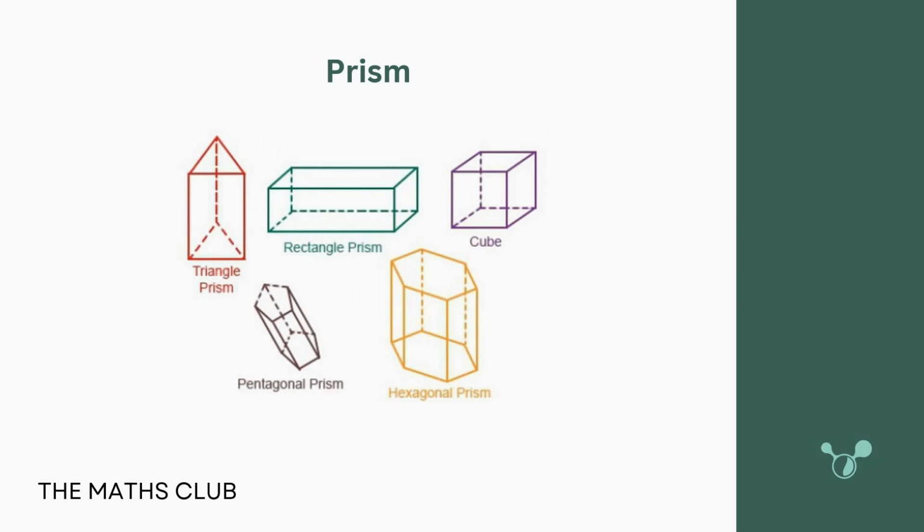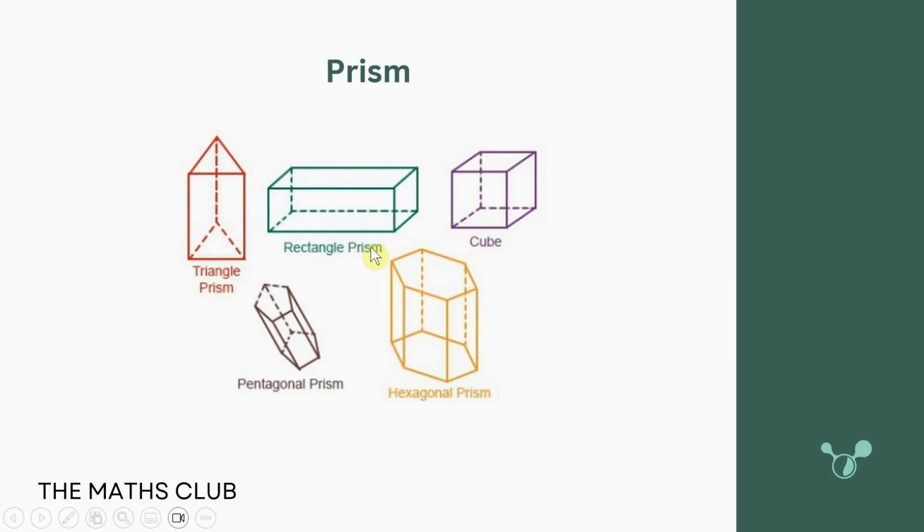Look at this. This is a triangular prism. What do you see? The base and the top are both triangles. We said that they have identical ends and flat sides. So this is flat side 1, flat side 2, flat side 3, right? And we said that it is named according to the base. The base is a triangle, so it's a triangular prism. See the second one, a rectangular prism.